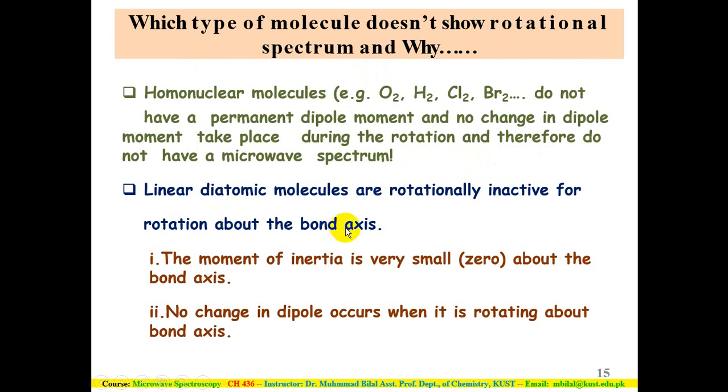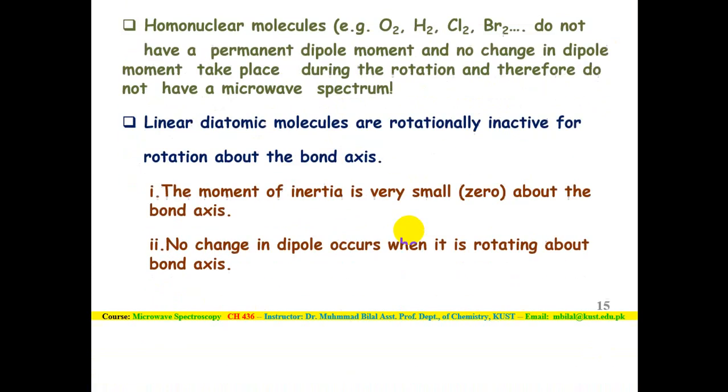Similarly, for a linear molecule rotating along the x axis, the moment of inertia is very small, so there is a very small change in the dipole moment. Therefore, we ignore this change in the dipole moment, and the spectrum of the rotating molecule along the x-axis in a linear molecule will be almost equal to 0, and no spectrum will be developed.